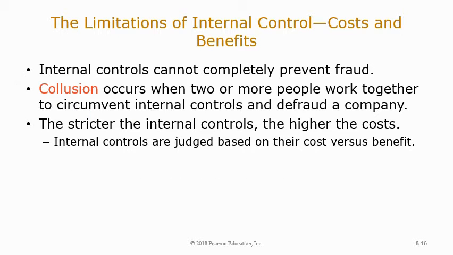Limitations of internal control, so costs and benefits. Obviously there are always limitations to everything we do. Internal controls cannot completely prevent fraud, especially from employees. Sometimes fraud just happens, and we can't control every single situation. Collusion occurs when two or more people work together to circumvent the internal controls and defraud a company.